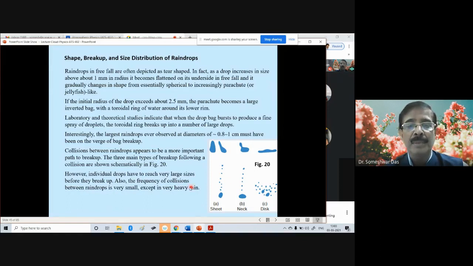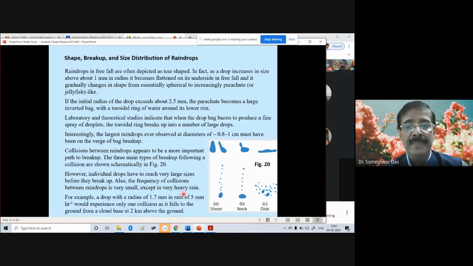However, individual drops have to reach very large sizes before they break up. Also the frequency of collisions between raindrops is very small except in very heavy rain, right? Unless the rainfall intensity is very heavy. Say 10 millimeter per hour, we say quite a good intensity of rainfall. So unless the intensity is very large, and also the size of the raindrops is sufficiently large, the breaking up does not occur. So the frequency of collisions between raindrops is very small except in very heavy rainfall.